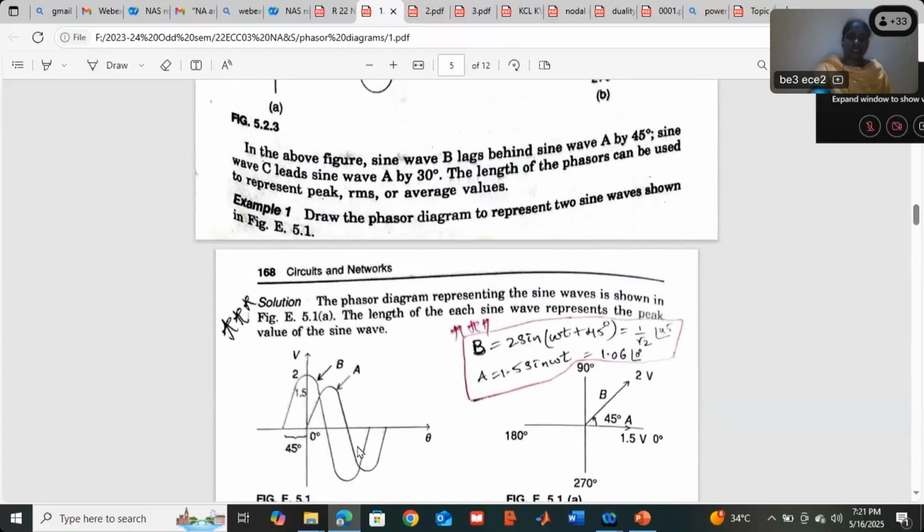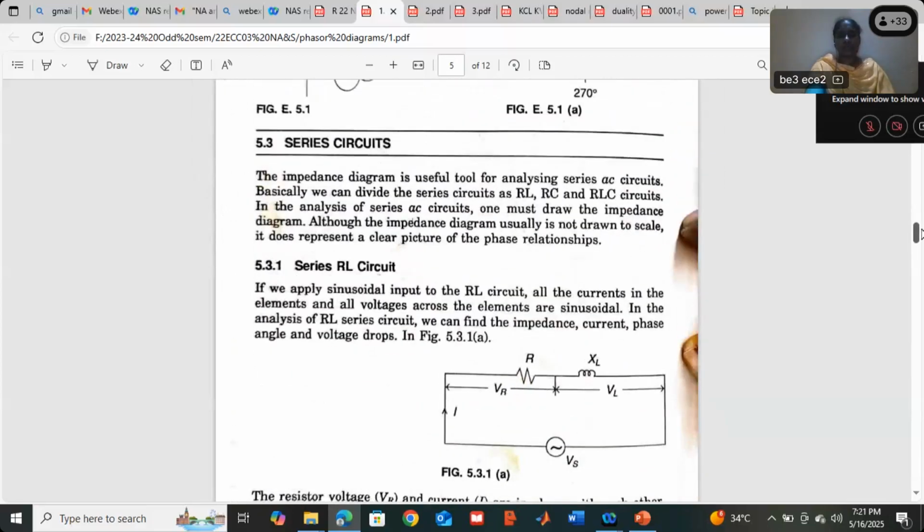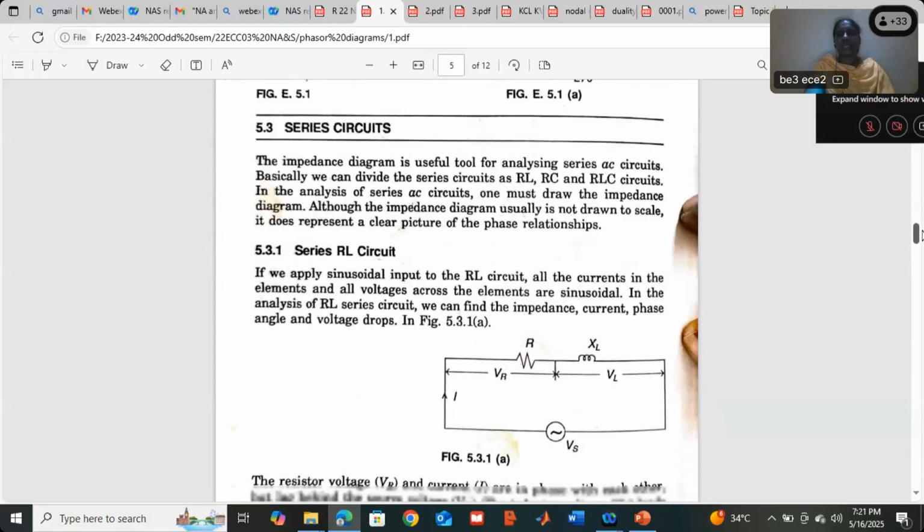You see here, this is the B. Okay, lags behind. In terms of the equation, this is actually wrong. In the PPT, you follow the PPT, what I have told you for the PPT, that is correct. Okay. Now coming to the series RL circuit.